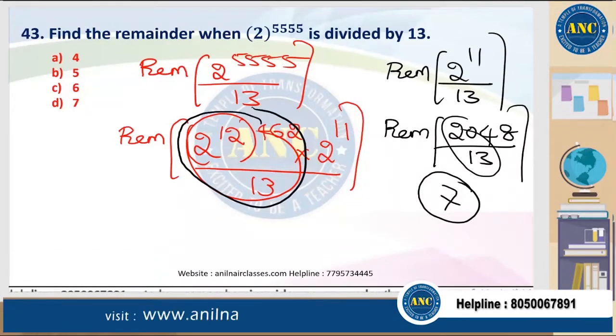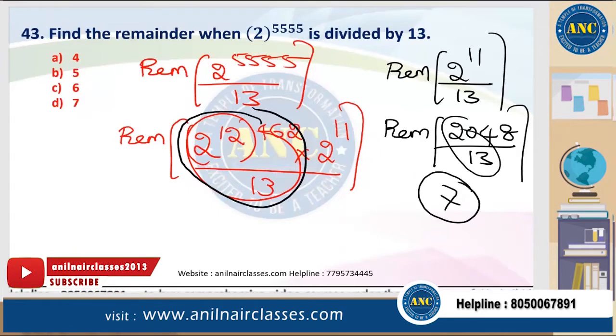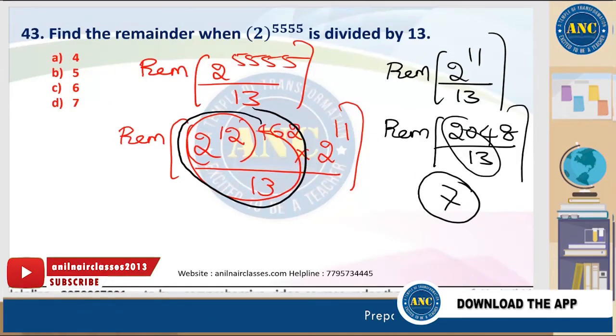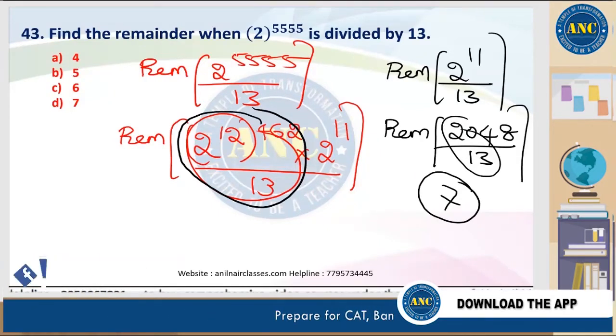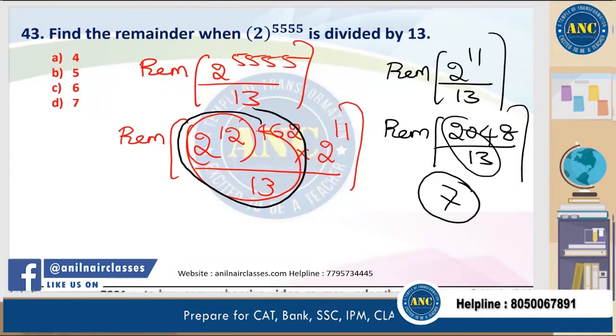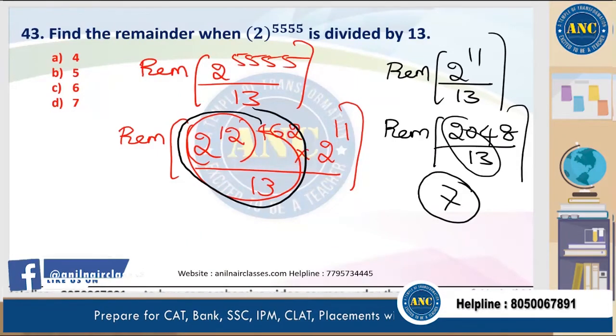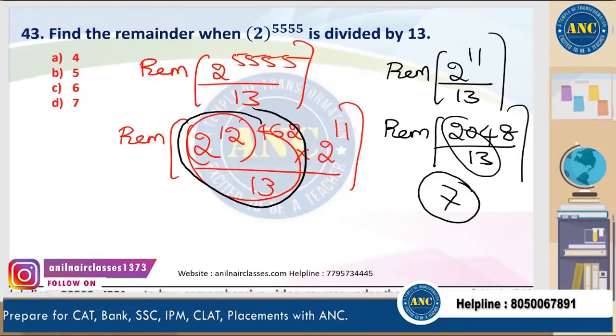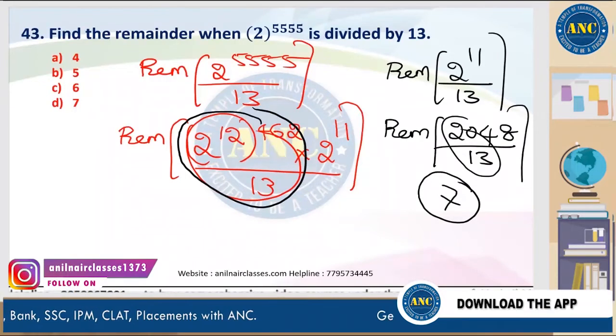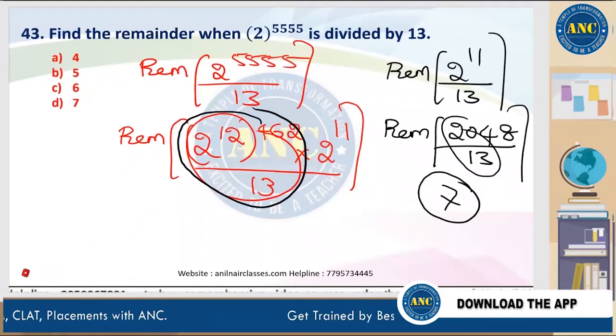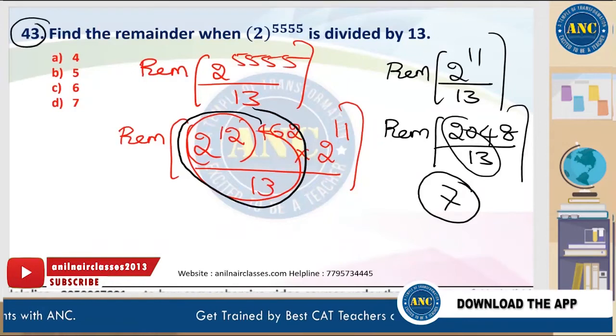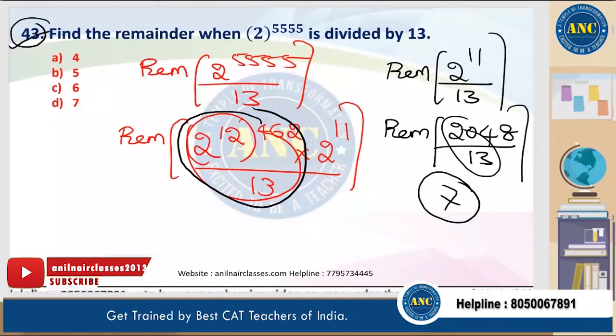When the denominator is a prime number, you can use Fermat's theorem. I hope the idea is clear. 43rd question done. Now the 44th.